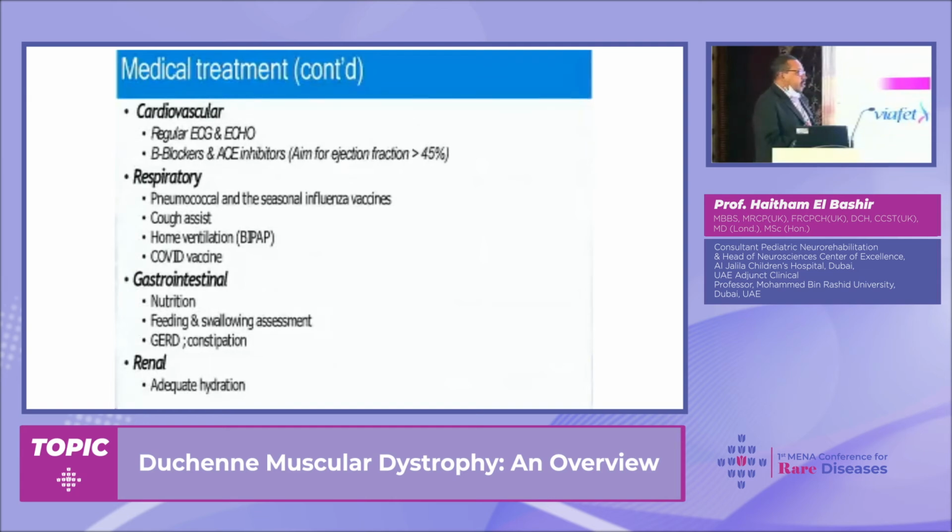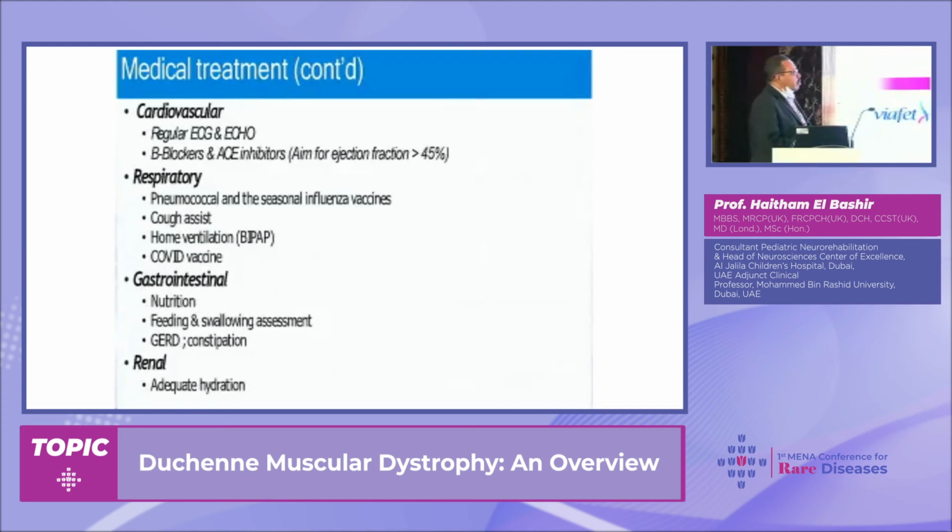It's important, as I said earlier, that these children are referred to cardiology and monitored. In my clinic, I always stress to the parents not to miss their appointments with our cardiologist and the pulmonologist, because they do the regular echoes, beta blockers and ACE inhibitors. You would aim for an ejection fraction over 45%.